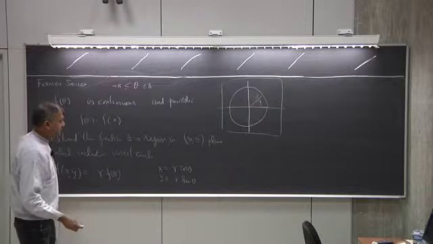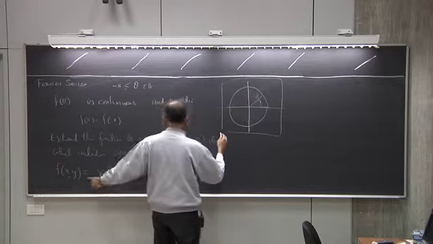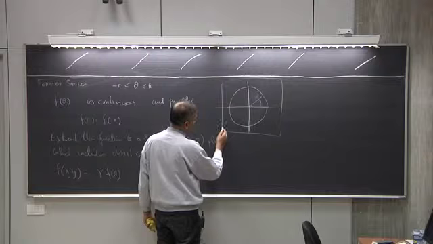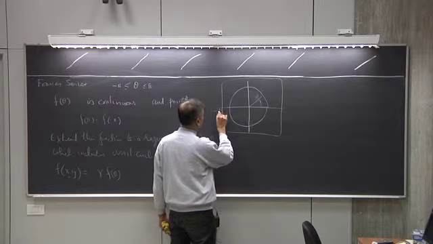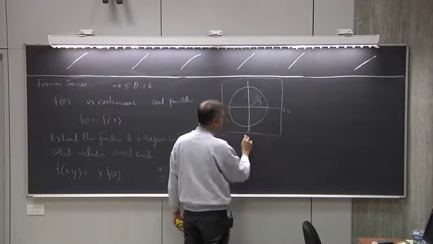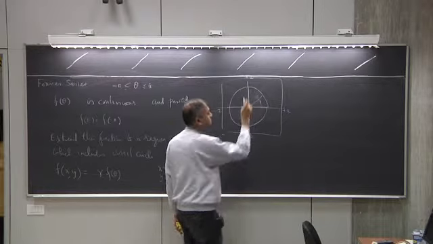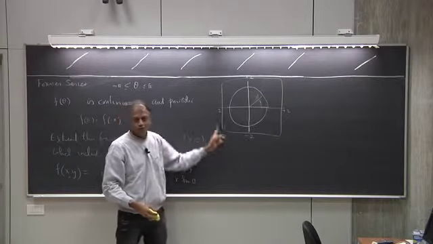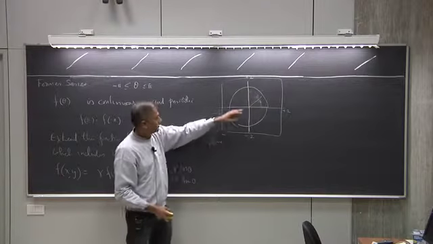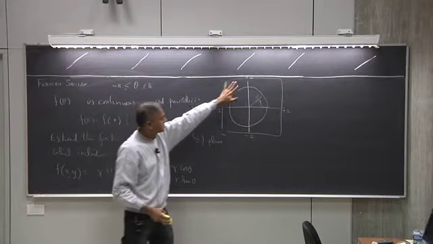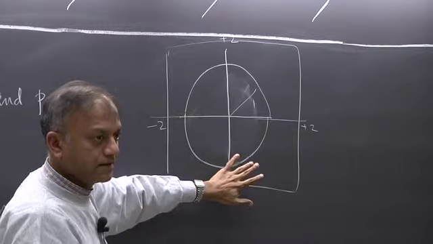So, for example, I can just choose to define this function from minus 2 to plus 2 in x and minus 2 to plus 2 in y. Okay? So, consider this square box. So, I define this function inside this box.